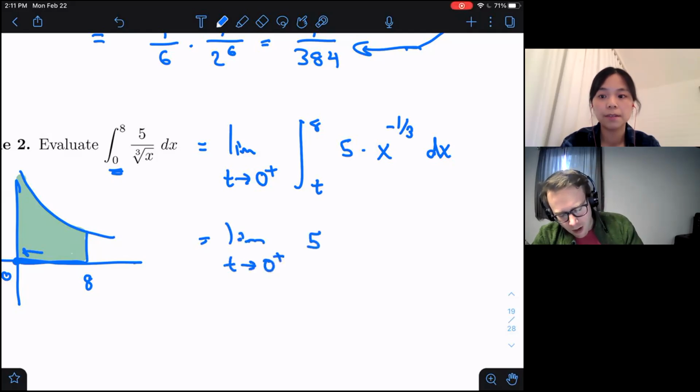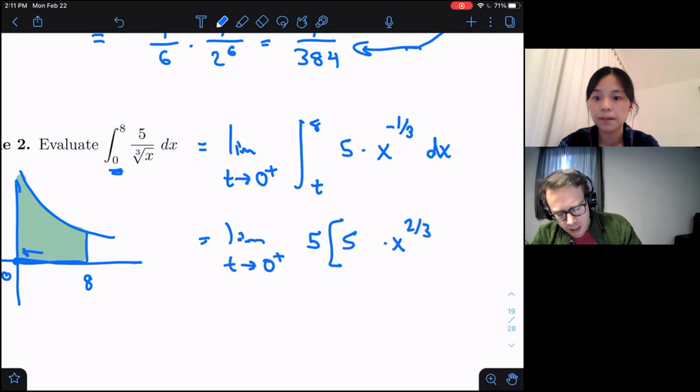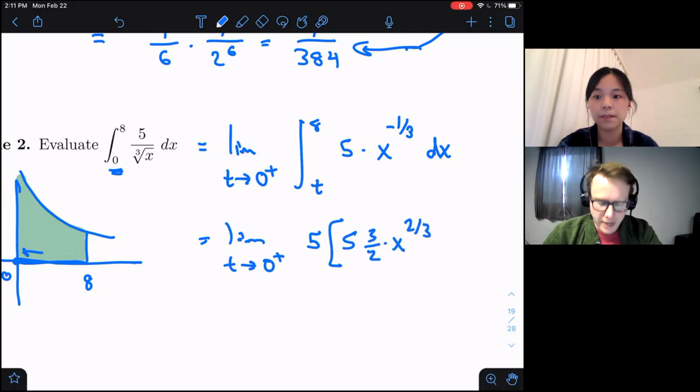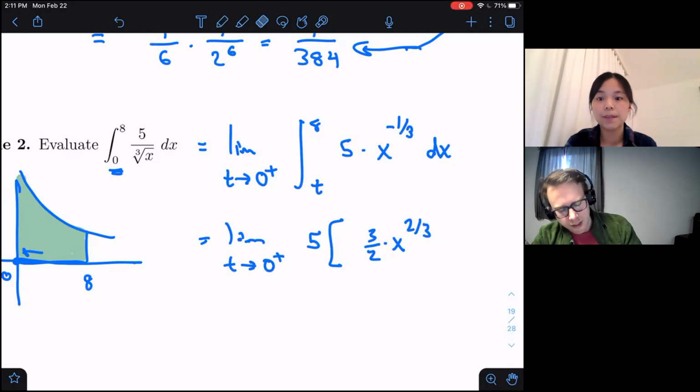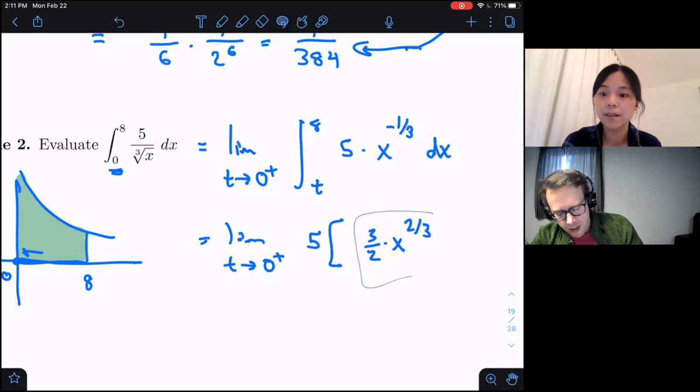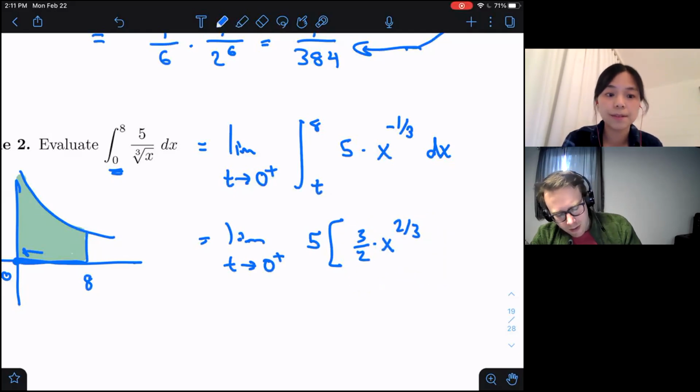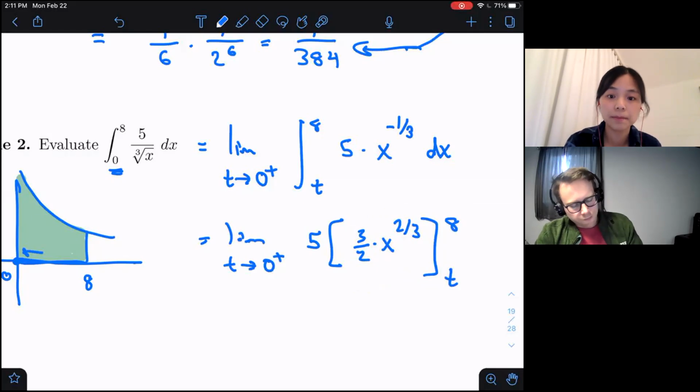Again, the 5's kind of along for the ride. And when we integrate this, we raise our power by 1, so from negative 1/3 to positive 2/3. And then we multiply by 3/2. I included the 5 twice. That's going to be an issue. There we go. And we need to evaluate this from t until 8.